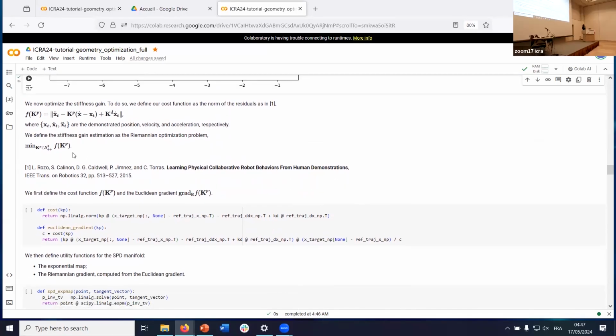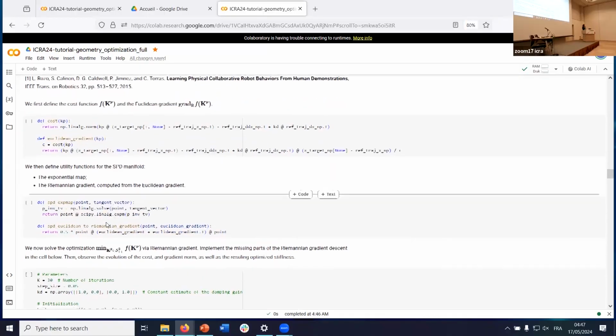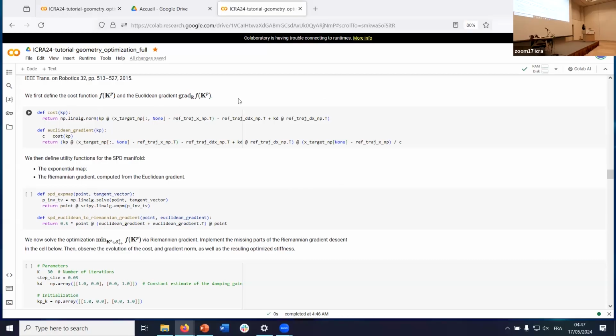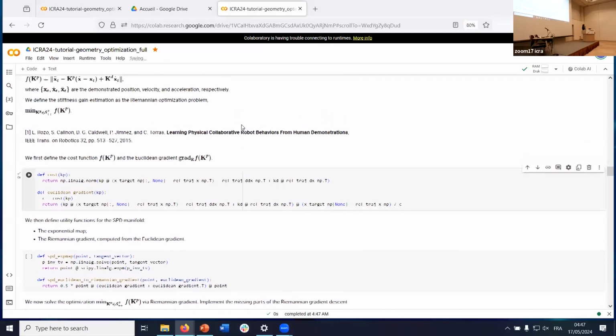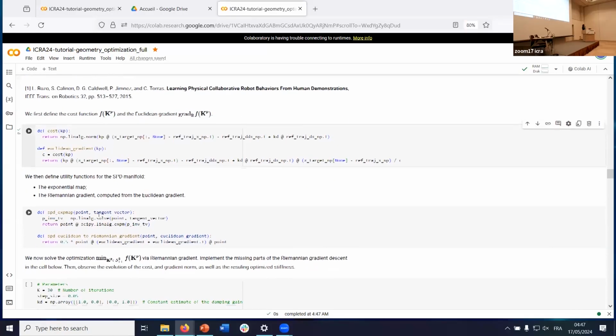So we phrase that as a Riemannian optimization problem, and here I'm defining the cost function, and I'm defining by hand the Euclidean gradient. In practice, you can also get that automatically using a package for automatic differentiation. Okay, so you can also get that automatically. I do it here by hand because it's actually quite easy to compute. So this is just the cost that you saw just above, and here is the gradient of that cost, and both of them take as input a stiffness matrix, right?